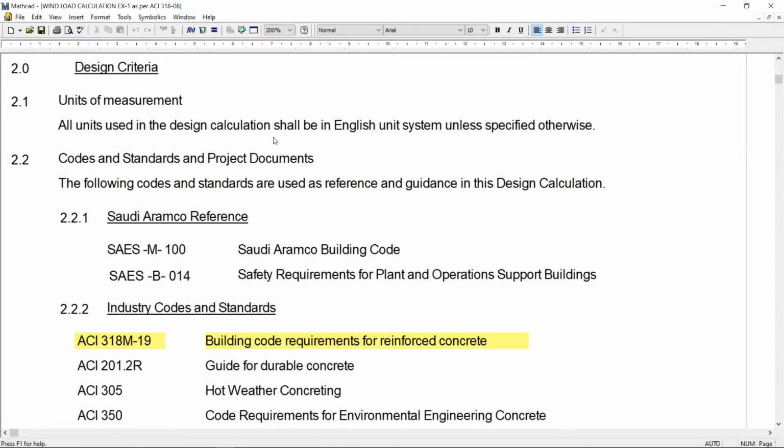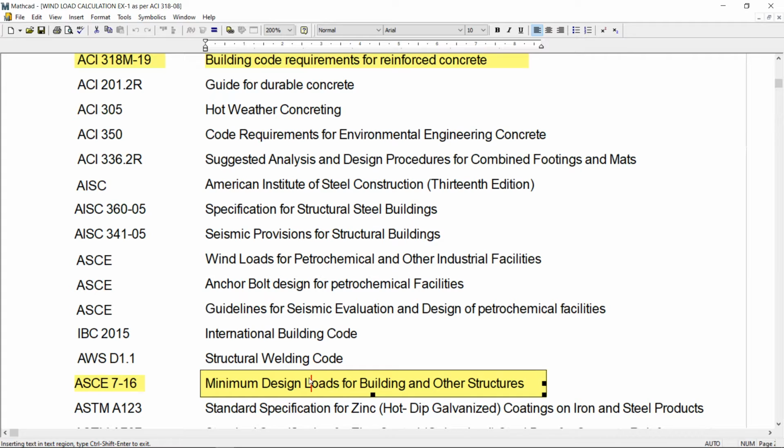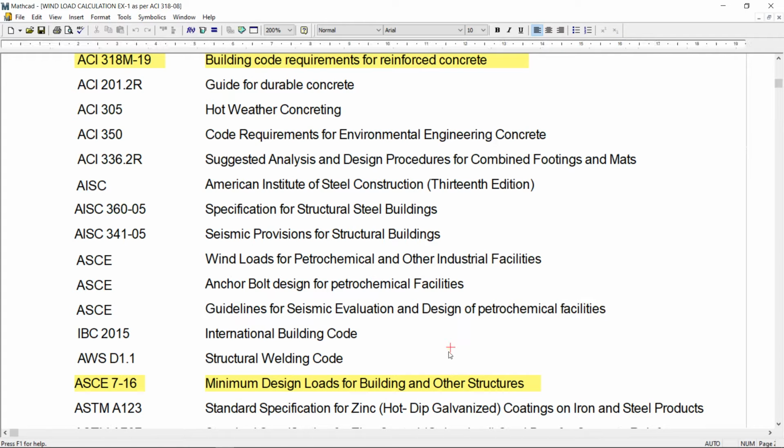Design criteria, of course, I did not change anything. The only thing is ASCE 7-16, now I am following to define the wind load on this building. Since I am not going to design or analyze this building, I am just going to demonstrate to you how to calculate wind load on this simple building. So that's why I'm not going into the analysis portion.